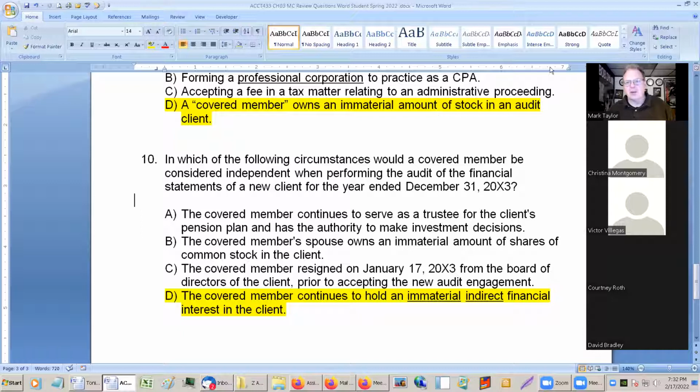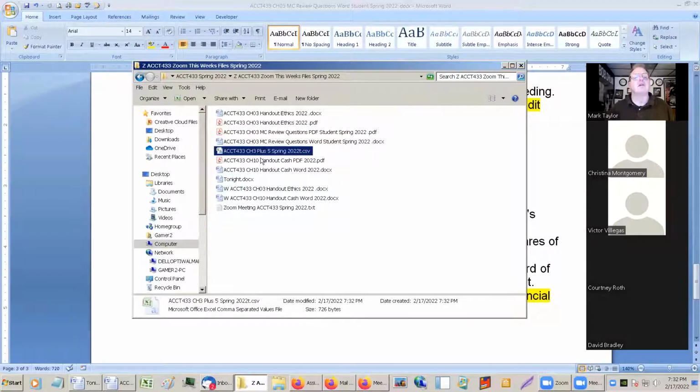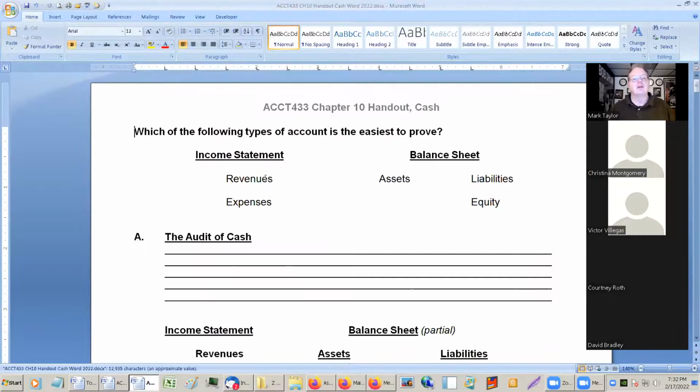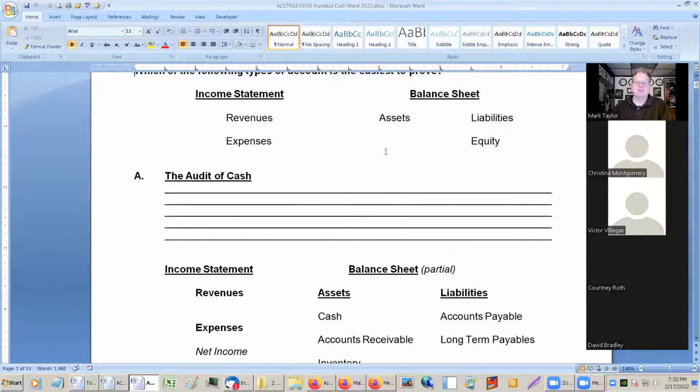Okay, so what we're going to do now is go into chapter 10. We'll get a little bit done in chapter 10. So the chapter 10 handout is for cash. And we'll go ahead and get started on it. I don't know how far we'll get on it, but we'll get through some of it.